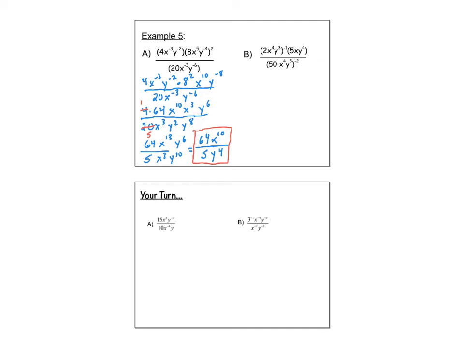All right, so then letter B there. Again, I'm going to do my power to a power there first. So 2 to the negative 1. X to the 4th to the negative 1 there. You multiply your powers, so you get x to the negative 4. Y to the 3rd to negative 1 is y to the negative 3. The next one here, set there in parentheses, doesn't have a power to a power, so I'm just going to rewrite them.